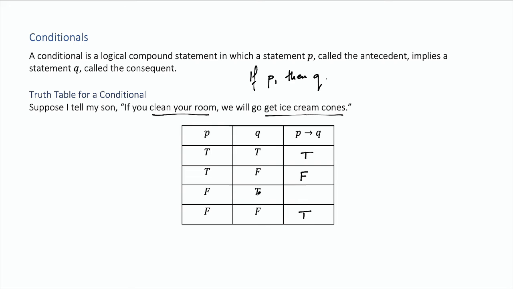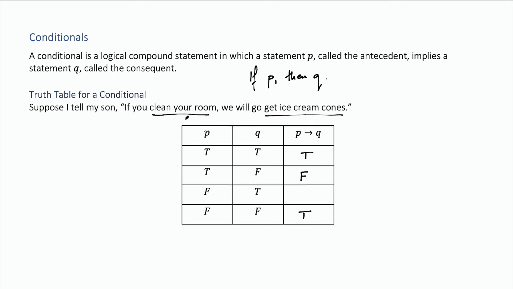Now, this third row is the one that sometimes will trip people up. P is false, so he did not clean his room. But Q is true. We did go get ice cream cones. Now, in this situation, we want to know if my statement here was true or false. Now, I told him, if you clean your room, we will go get ice cream cones. He didn't clean his room, but I still decided to go get ice cream cones. In that situation, I did not lie. I still told the truth.